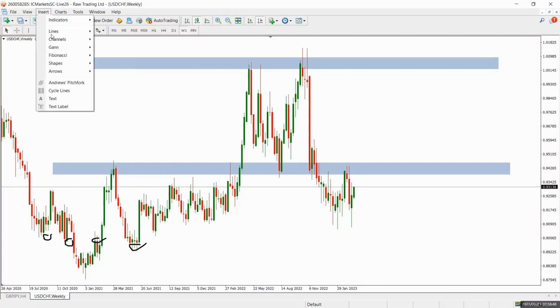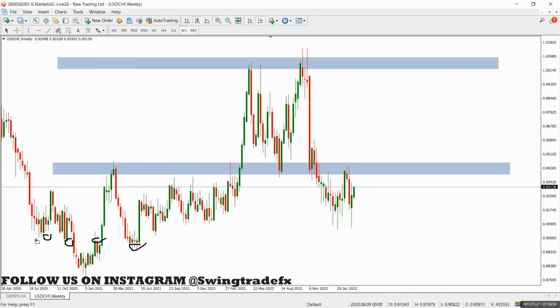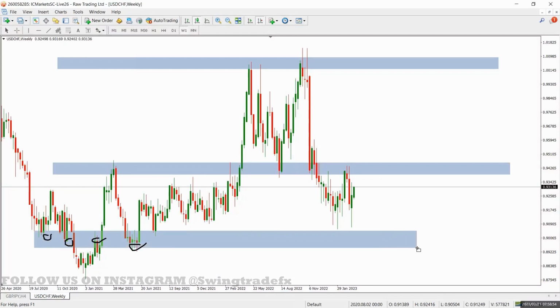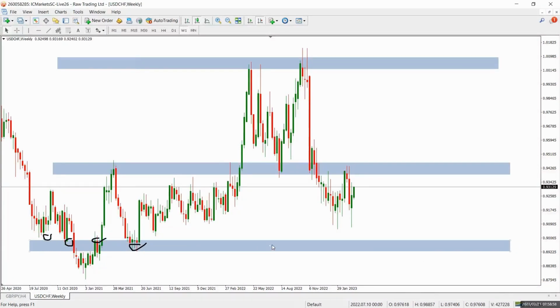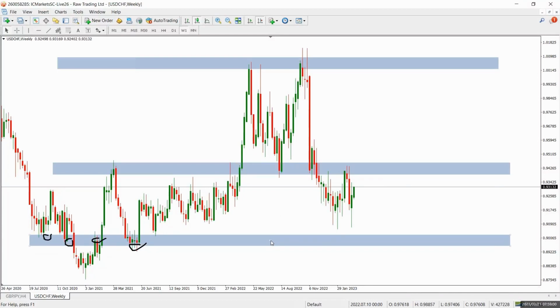So let's identify it out. Bring out your horizontal support and resistances. So we have a horizontal support right here. So bring it back a little lower. You can see those levels right here acting.